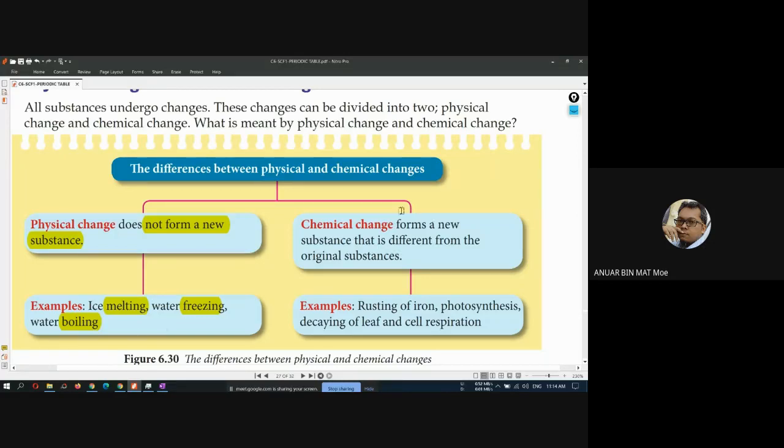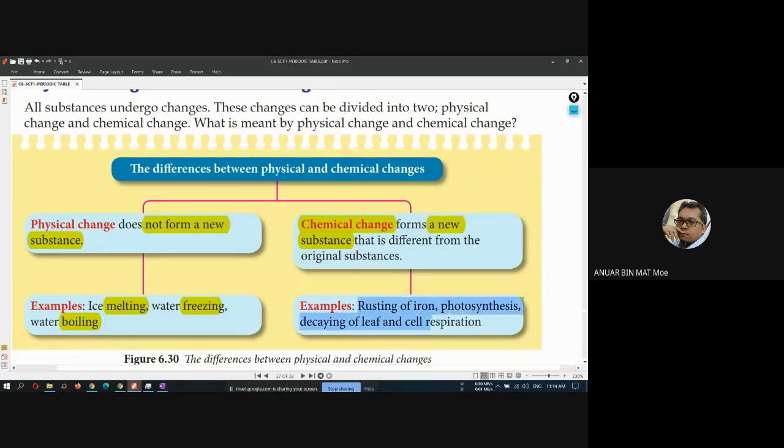So what is a chemical change? Number 2, chemical changes form a new substance that is different from the original substance, and you cannot reverse it back. This is a chemical change. For example, what if you try to fry an egg, right? Kita cuba goreng telur, kan? You try to fry an egg or boil an egg, and it will become a new substance. You cannot turn it back to the original state. This is what we call a chemical change.